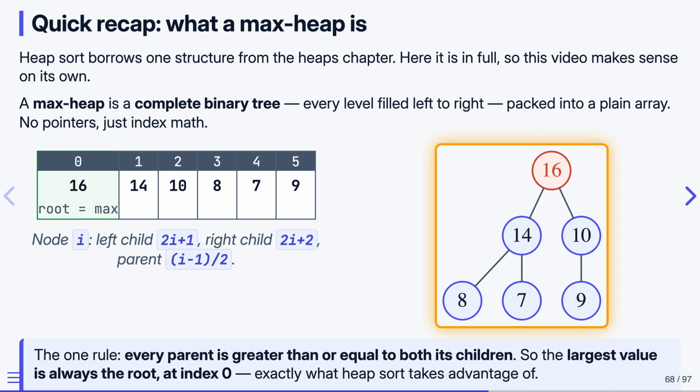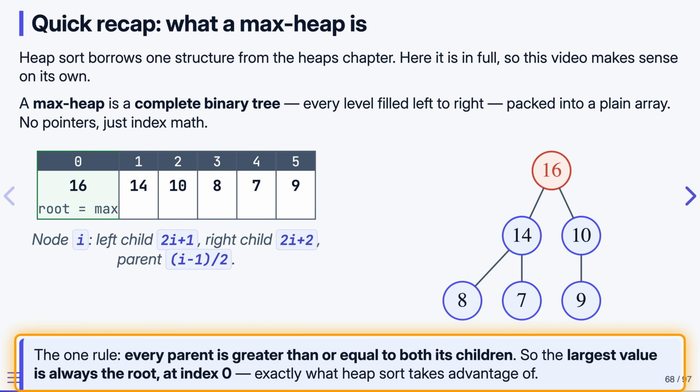Here are the same 6 values drawn as a tree. 16 sits on top, with 14 and 10 as its children, and 8, 7, and 9 below them. The one rule is this: every parent is greater than or equal to both of its children, so the largest value is always at the root, at index 0. That is the fact heap sort uses again and again.